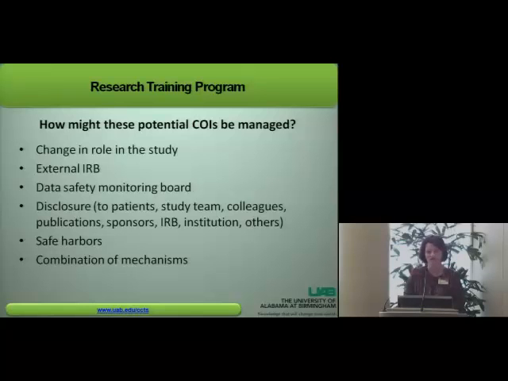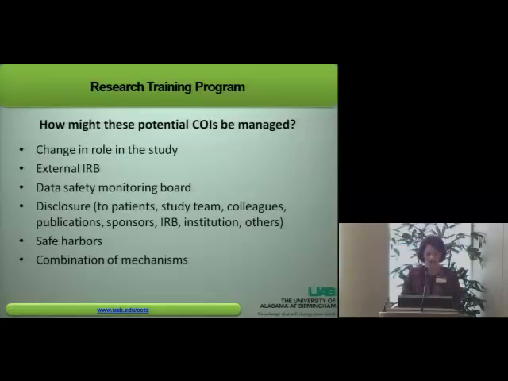Disclosure would allow sunlight on these relationships so that anyone reviewing the data or reviewing any potential publications from this study would have that information and be able to make their own personal judgment about the reliability of the data. Safe harbors are often appointed for individuals working on the study team to report any potential problems or perceived influence over the results of the study.